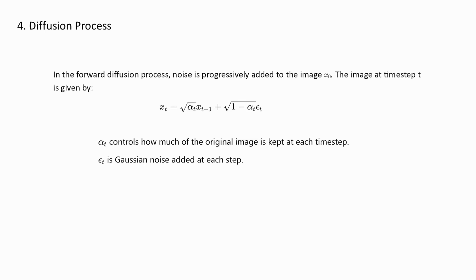Diffusion process. Adding and removing noise. The diffusion model operates in 2 steps. Adding noise, the forward process, and removing noise, the reverse process. In the forward diffusion process, noise is progressively added to the image x0. The image at time step t is given as follows. Alpha t controls how much of the original image is kept at each time step. Epsilon is Gaussian noise added at each step.